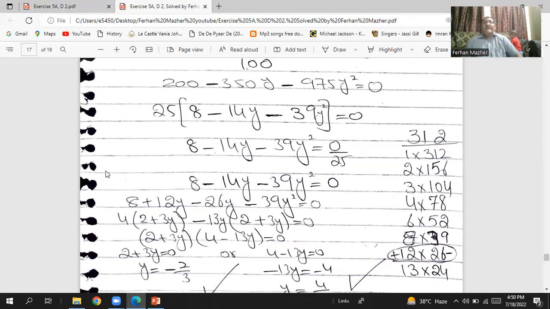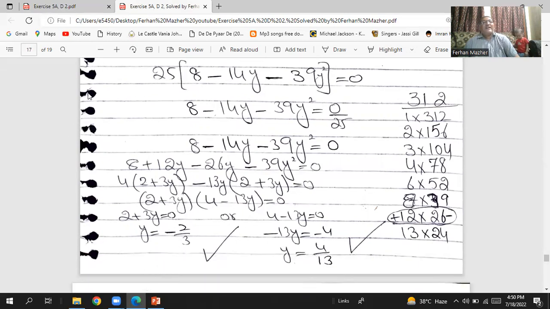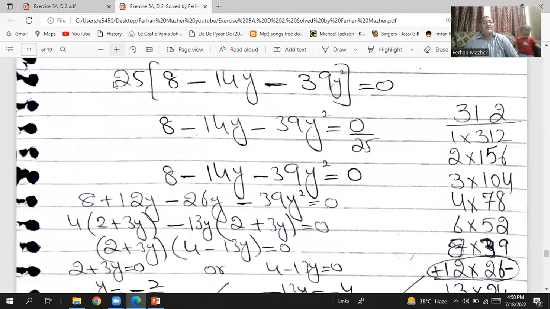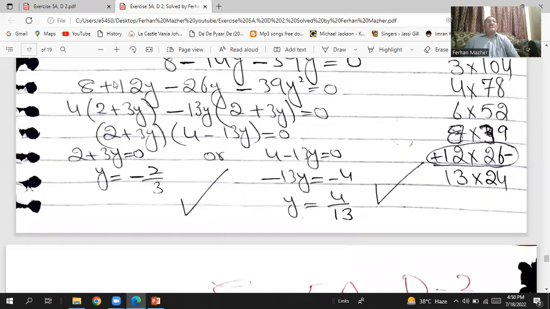Now you can see that from this term and this term, 2 plus 3y is common. From here, you will have the 4. From here, you will have the minus 13y in the second bracket. These two brackets are multiplying with each other, and their answer is 0. So you will write 2 plus 3y equals to 0. So y will be equals to minus 2 by 3.